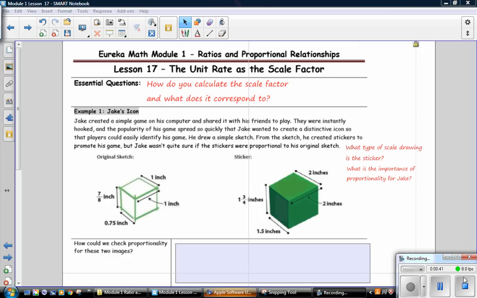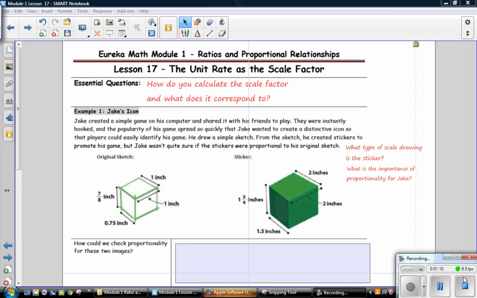Example 1, Jake's icon. Jake created a simple game on his computer and shared it with his friends to play. They were instantly hooked, and the popularity of his game spread so quickly that Jake wanted to create a distinctive icon so the players could easily identify the game. He drew a simple sketch. From the sketch, he created stickers to promote his game, but Jake wasn't quite sure if the stickers were proportional to his original sketch. The original sketch is on the left, and the sticker is on the right.